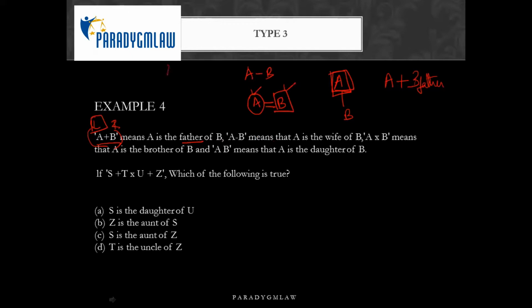A into B. Here we have this. What this means is A is the brother of B. Again, I only know the gender of A, because A brother B means I know A's gender. B could be a sister or a brother. Is everyone clear how the symbols signify the relationship?